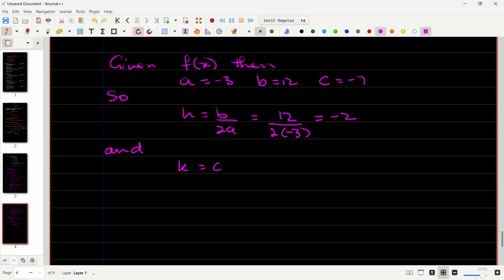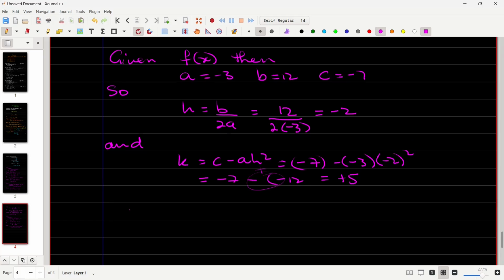And k would be equal to c minus ah squared, which is going to be minus 7 minus minus 3, and then minus 2 squared, and working that out we have minus 7 minus, and then 2 squared is 4, 4 threes is 12, minus 12. This here gives me a positive, so that's plus 12, so that means I'm going to get positive 5.